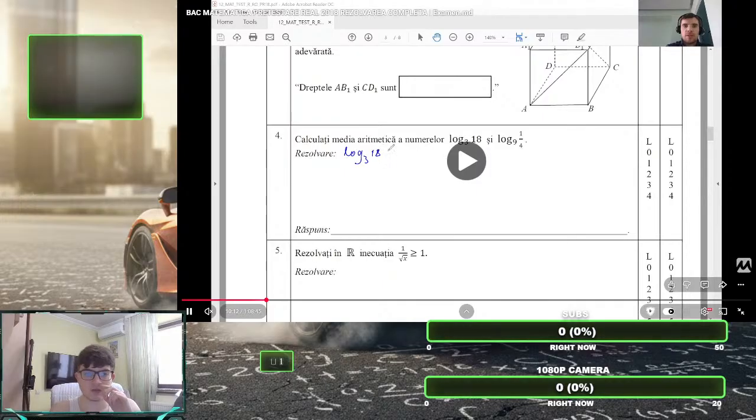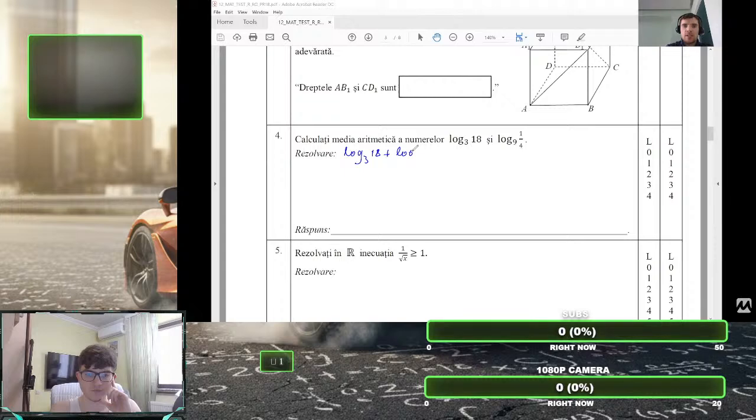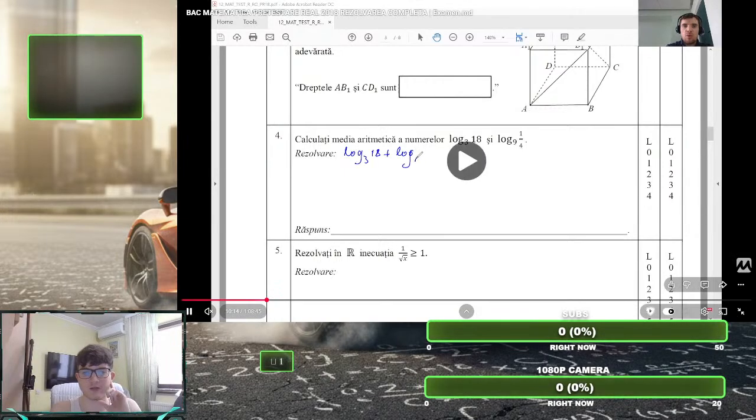Let's see. 18 plus... No, I think here what you need to do is get them to the same base, which is possible because log of 9, you just put it as log base 3 of 3 to the power of 2, and 2 times 1 divided by 4, that will be 2 divided by 4, which is 1 divided by 2, which is square root. So you have log base 3 of 1 divided by 2. So you can just do the 18 plus 1 divided by 2 on the log, and then you divide it by 2.